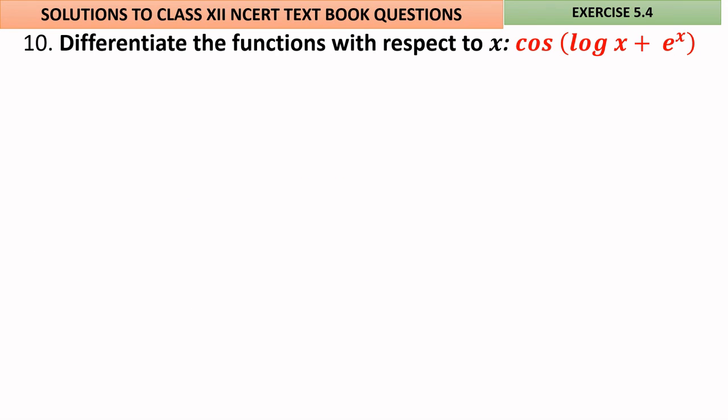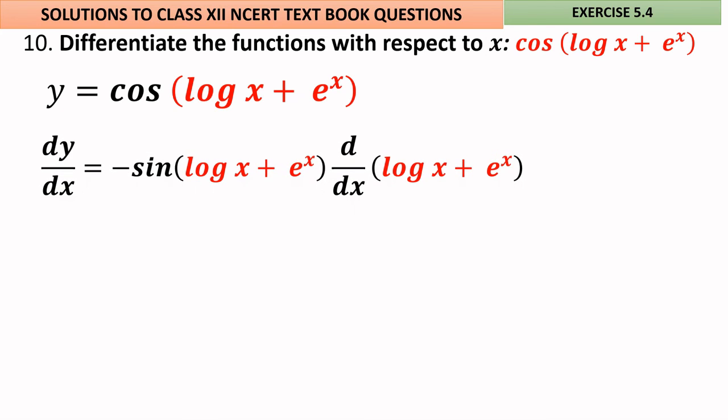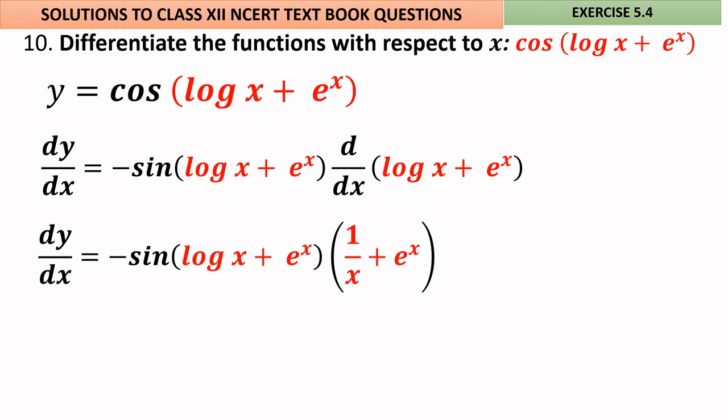Question number 10. Differentiate the function cos of (log x plus e power x). First let us take cos of something; its derivative is minus sin of log x plus e power x, into the differentiation of log x plus e power x, by making use of the chain rule. Differentiation of log x is 1 by x. Differentiation of e power x is e power x only.